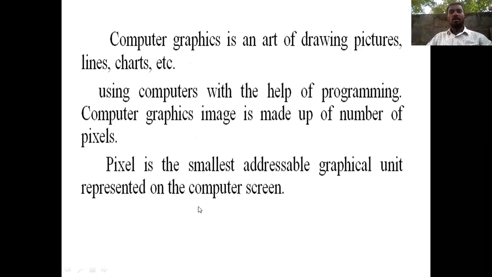Computer graphics is an art of drawing pictures, lines, and charts. Using the computer with the help of programming, a computer graphics image is made of a number of pixels. We know about pixels. What is meant by pixels? Pixel is the smallest addressable graphical unit represented on the computer screen.